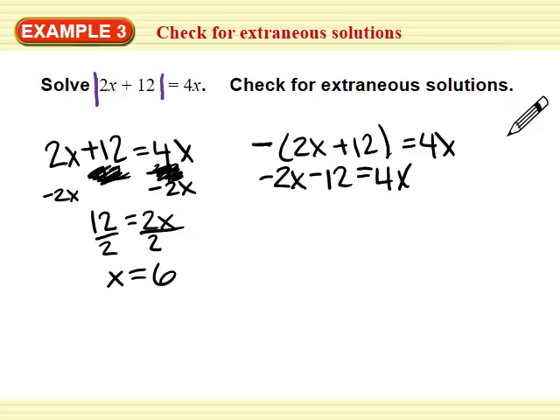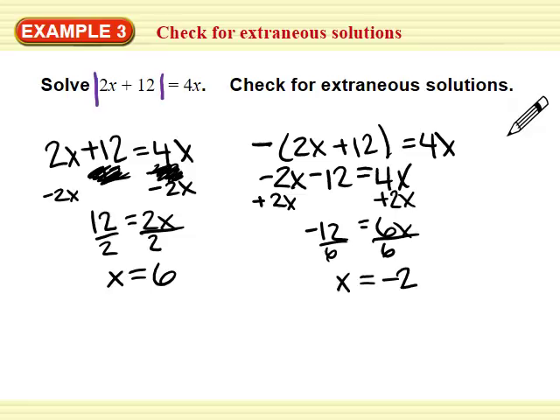On our second equation, I'm going to add 2x to both sides. I have -12 equals 6x. Divide both sides by 6, and I end up with x equals -2.